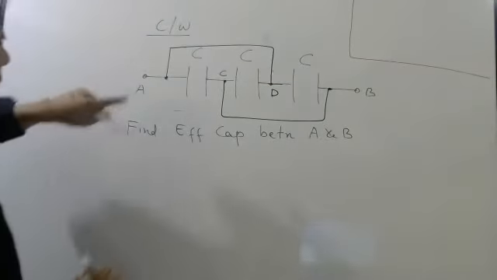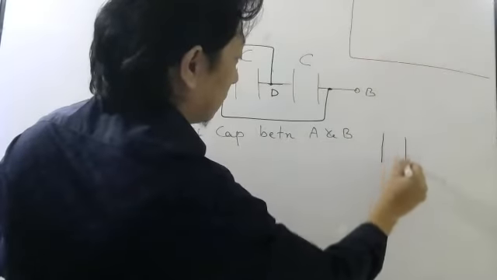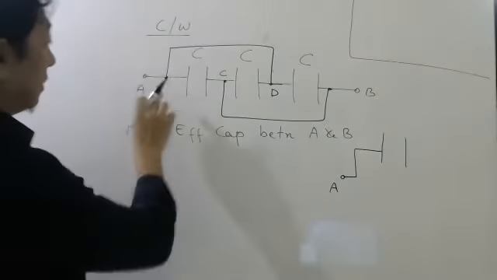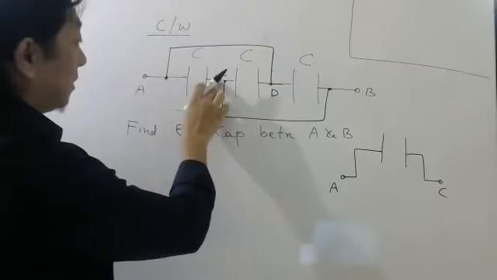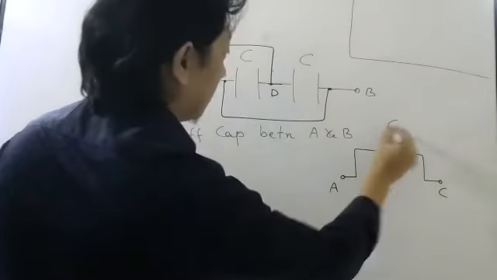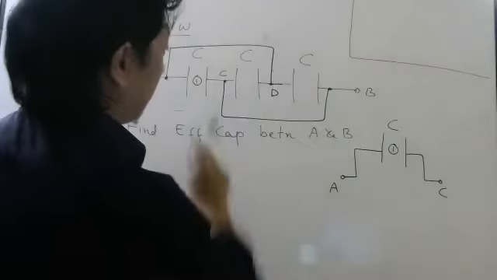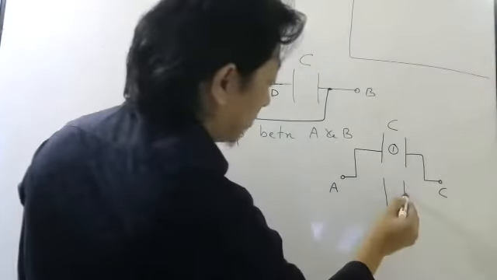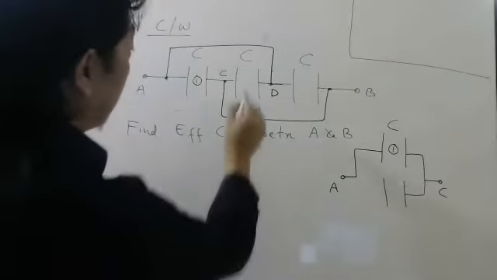Now look here. Between A and C, you have one capacitor. So this is terminal A, right? And this is terminal C. So between C and A, there is one capacitor. This is the first one. Then you see this capacitor is between C and D. C means this point only, right? And it is connected to D.